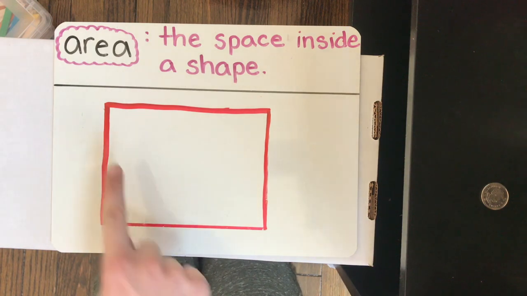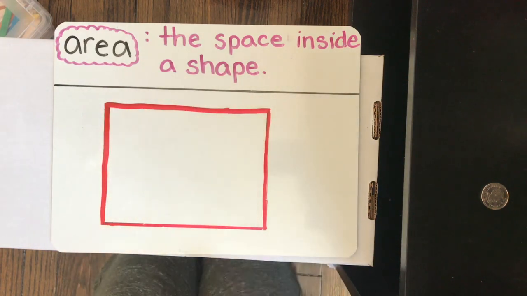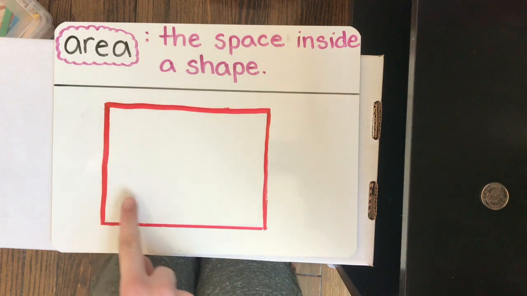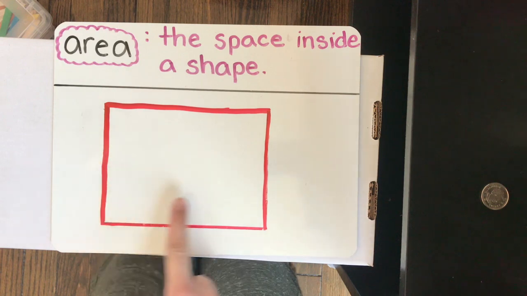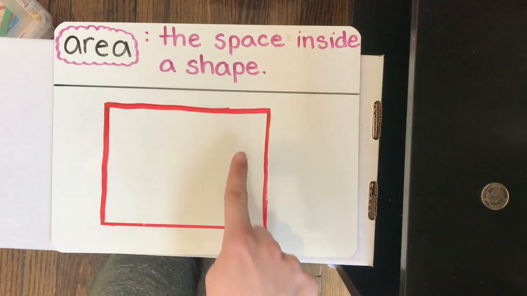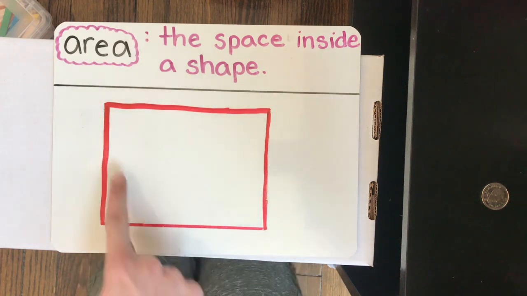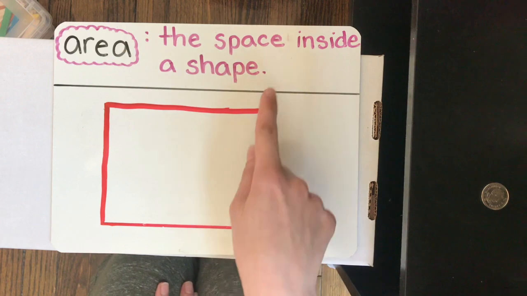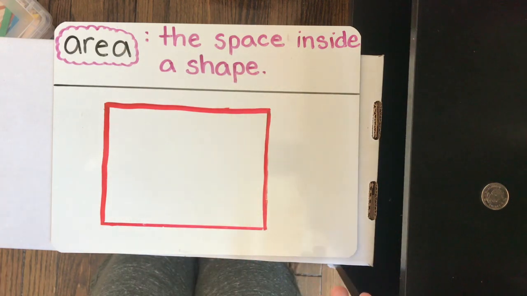Now, if this is the length and this is the height, where would I find the area? If you said the middle or the inside of the shape, great job. When we measure the area, we're measuring what's inside the shape. And just like when we measured length and height, we can use different objects to help us find the area.